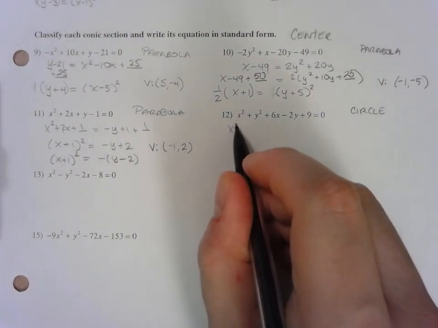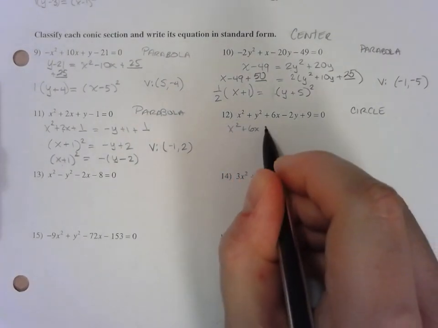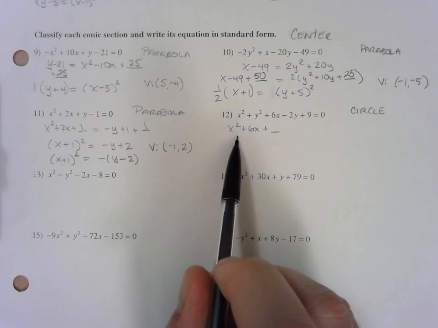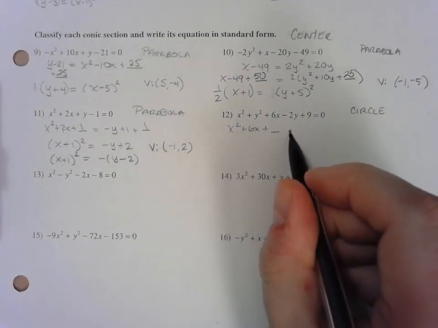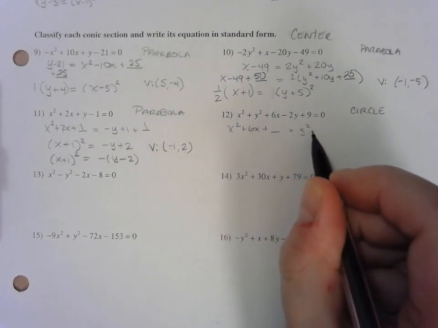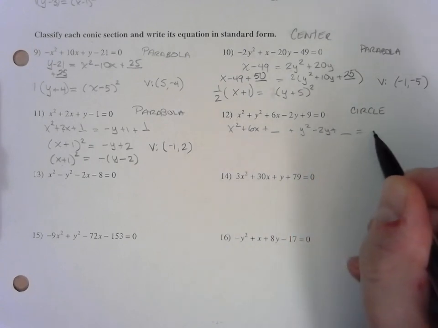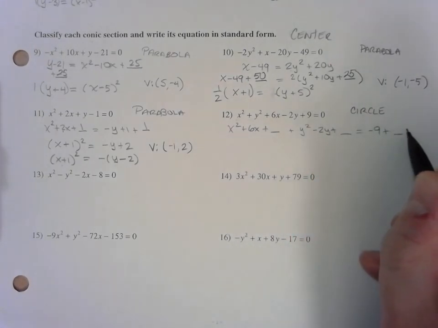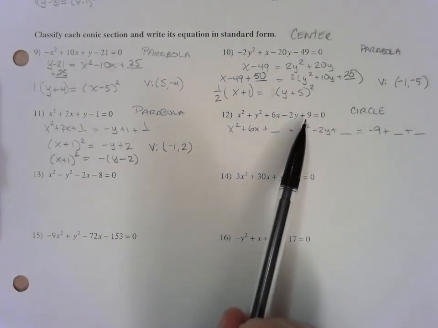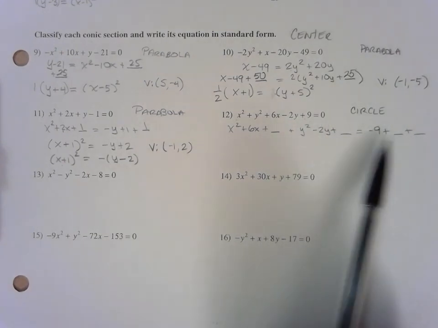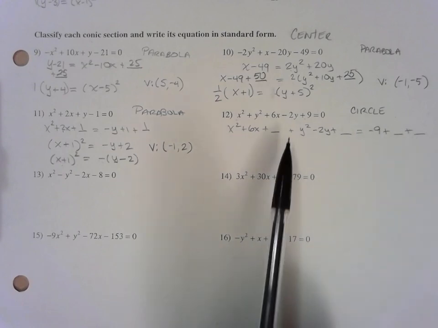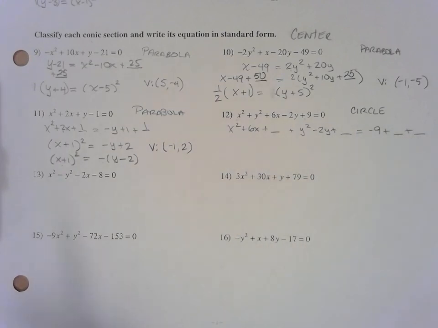Our standard form equation will have an x quantity squared. It will have a y quantity squared added to that, and it will equal the radius squared. I just did two things. I moved the 9 to the other side because that's where the radius squared is supposed to be equal, and I've set up two squares to complete.